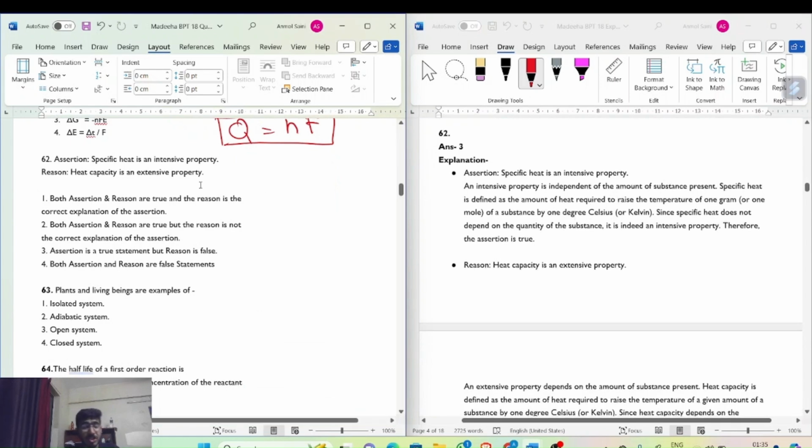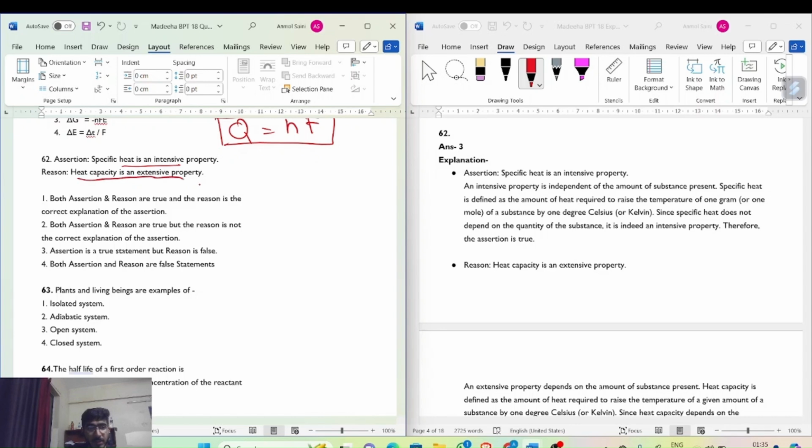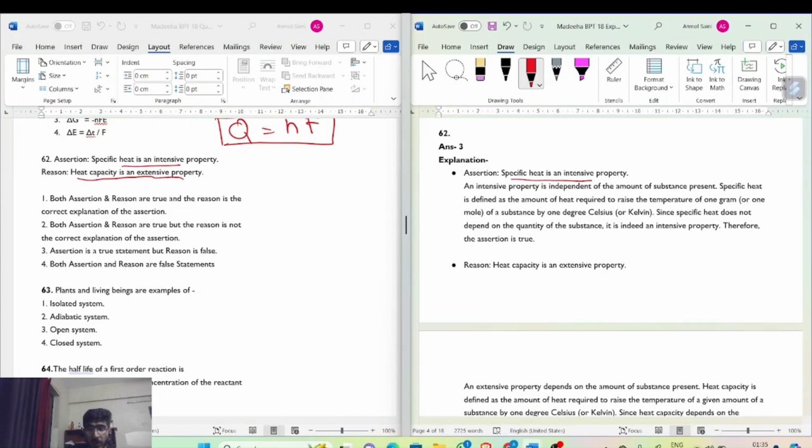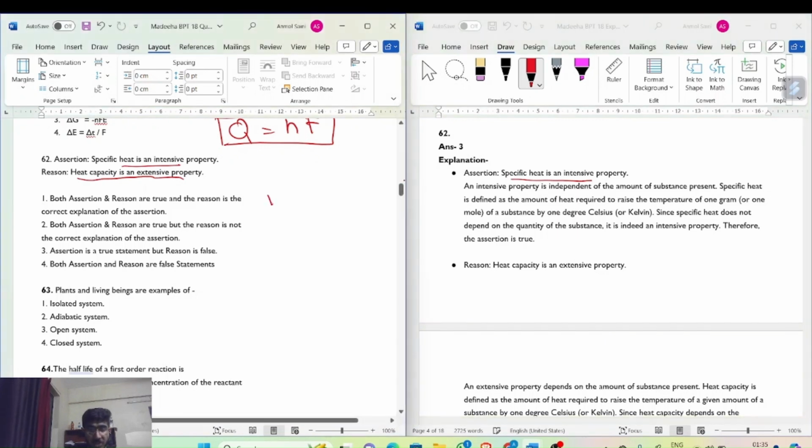Now question number 62. Here it is an assertion and reason type of question. So assertion is specific heat is an intensive property, and reason is heat capacity is an extensive property. So first we will read the assertion. Specific heat is an intensive property. We know that intensive property is independent of amount of substance present.